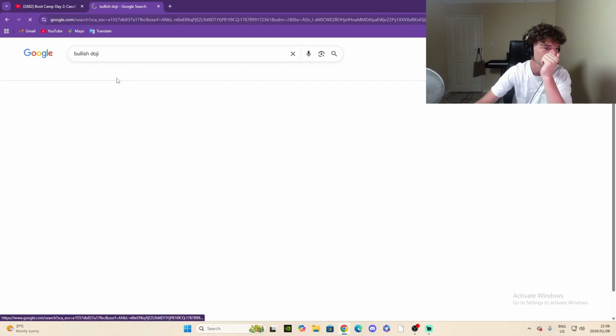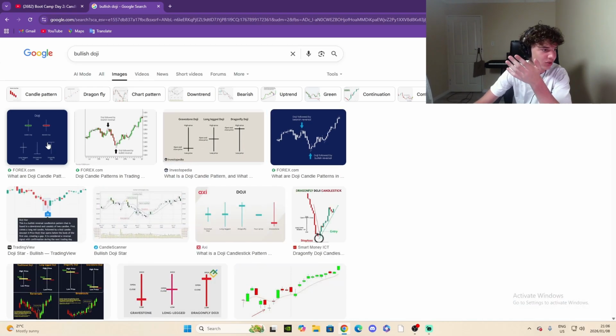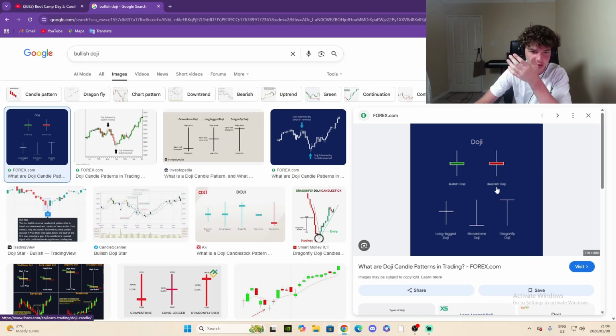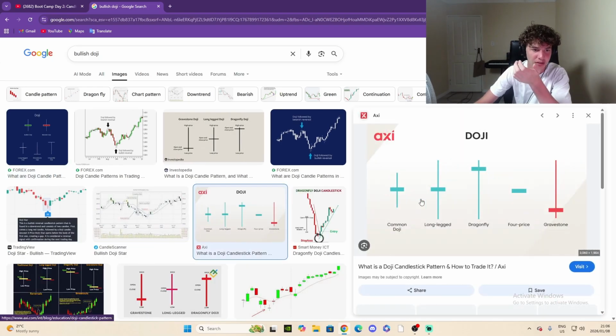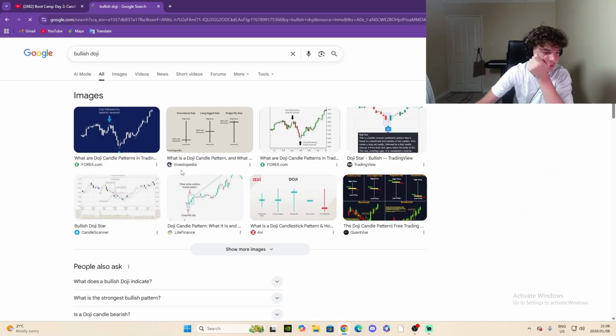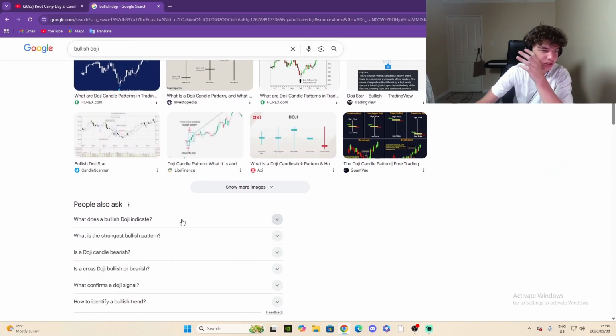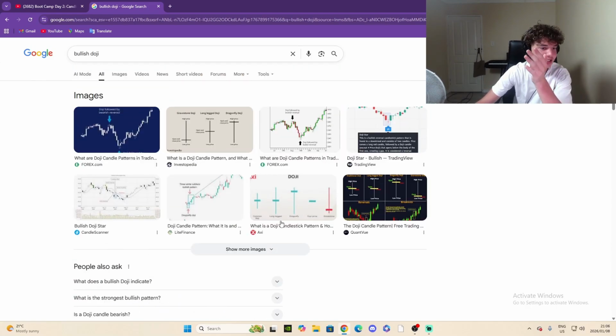What's a bullish doji? Bullish. Great. Okay, hold on. That's not what I was asking for. I just can't read that. Common doji, long leg, dragonfly, gravestone. Where's the bullish one? No, this is going to confuse my brain. I can't start reading this. I just need a photo. Please, just what's bullish?